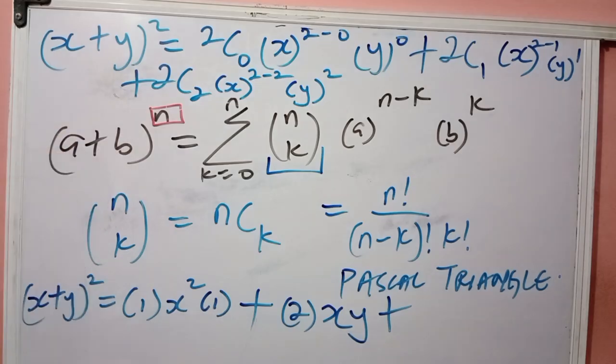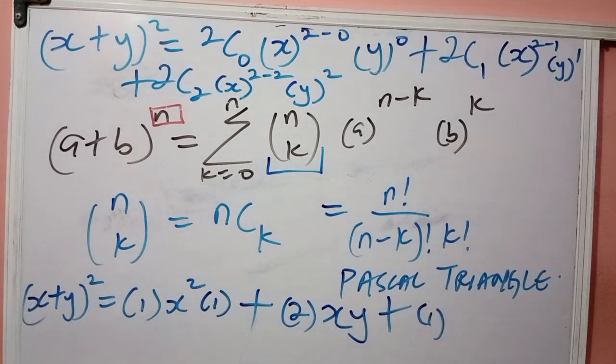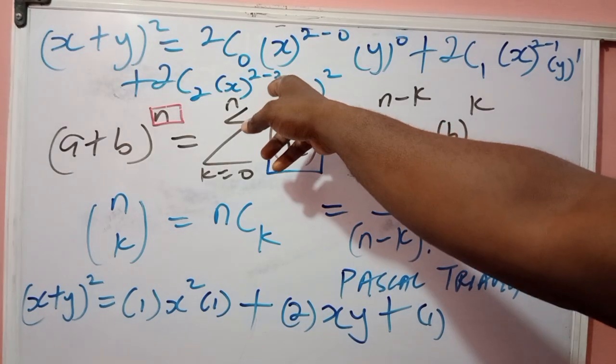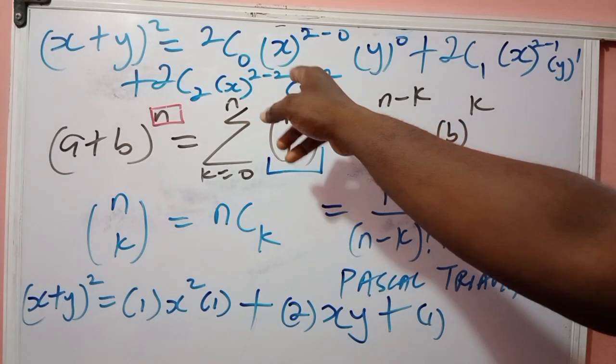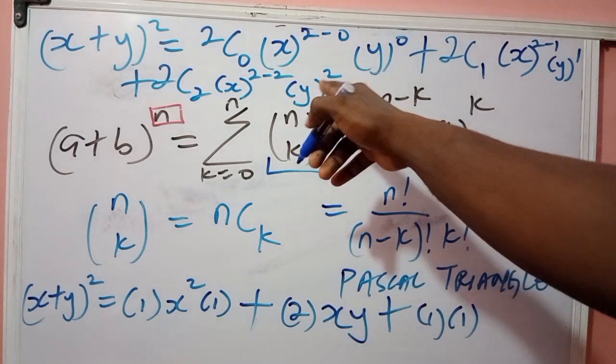we have 2 combination 2. If you press that on the calculator, 2 combination 2 will give you 1. And x raised to power 2 minus 2, this is 2 minus 2, that's x raised to power 0. 2 minus 2 is 0. That means you'll be having x raised to power 0, that's 1. Then you have y raised to power 2.